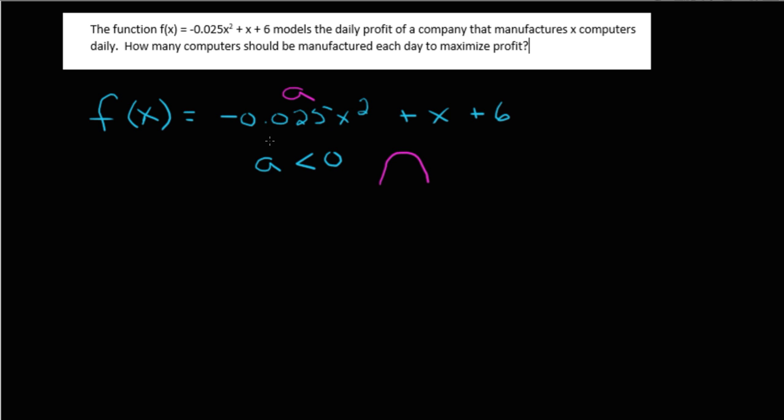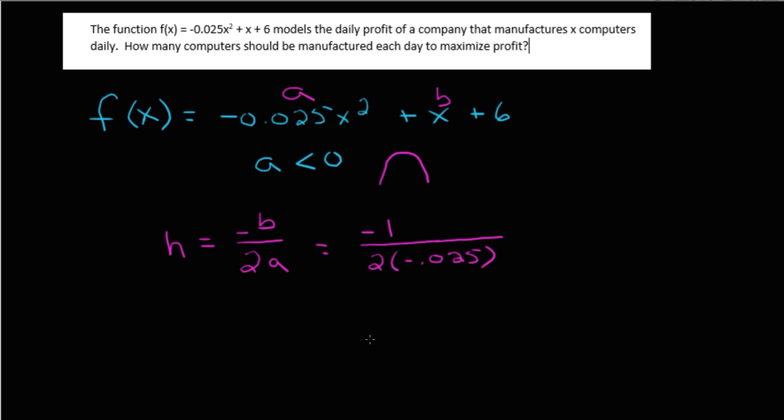Well, if you remember, when the equation is given in standard form like this, your h, which is the x coordinate value of the vertex, is equal to negative b over 2a. Your b is here at 1. So that equals negative 1 divided by 2 times negative 0.025.